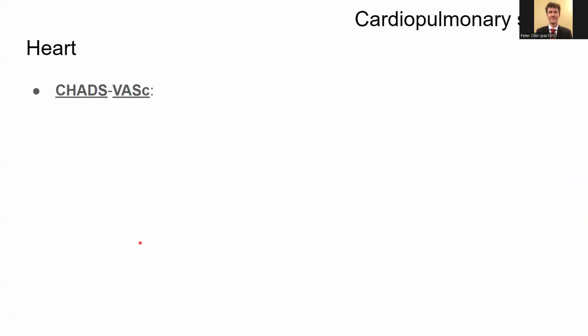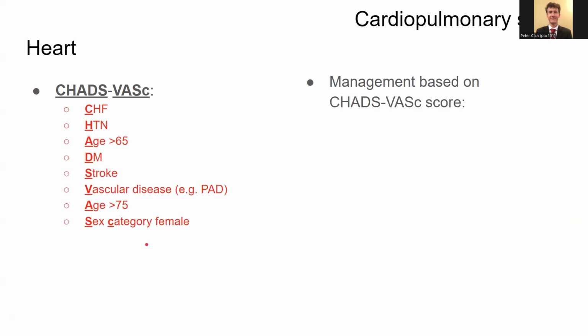So here's the CHADS-VASc score. I'll just list all of them here. In order, it's congestive heart failure, hypertension, age greater than 65 years old, diabetes mellitus, stroke, vascular disease like peripheral artery disease. They get another point if they're older than 75, so in that age category, they get 2 points if they're older than 75. And then if they are of the female sex category.